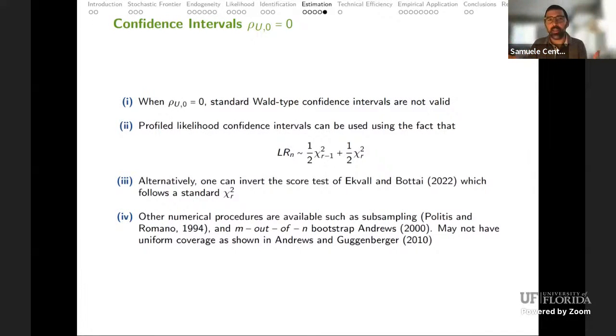But in some sense, it's like we have these identification issues, but I think that we can reasonably say that we have tools out there that can allow us to provide reasonable inference procedures for practitioners to use this method in practice.